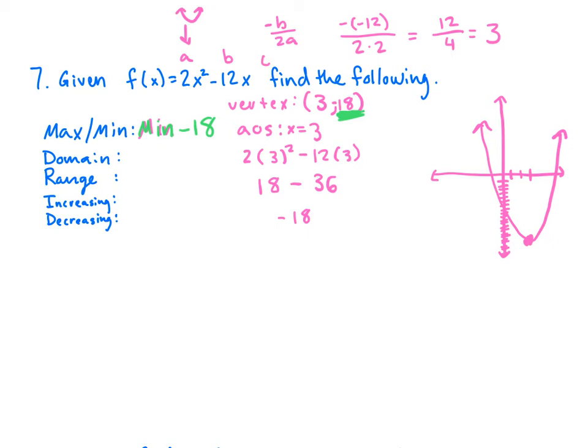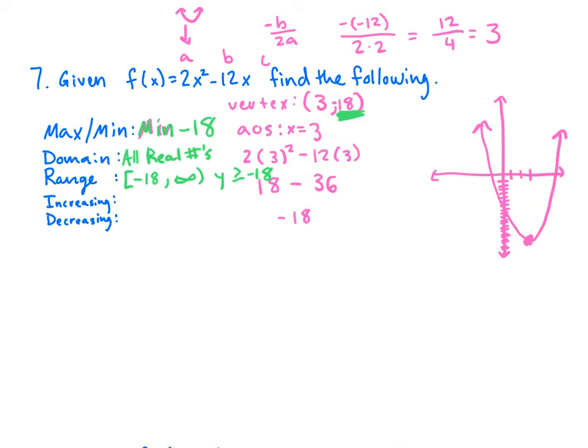Now, what is our domain of our graph? All real numbers. It's always going to be all real numbers when it's a parabola. What is our range? Negative 18, comma, infinity. Perfect. Negative 18 to infinity. On the quiz, if this were multiple choice, it would say y is greater than or equal to negative 18. So it's just saying all the y values are greater than or equal to negative 18.